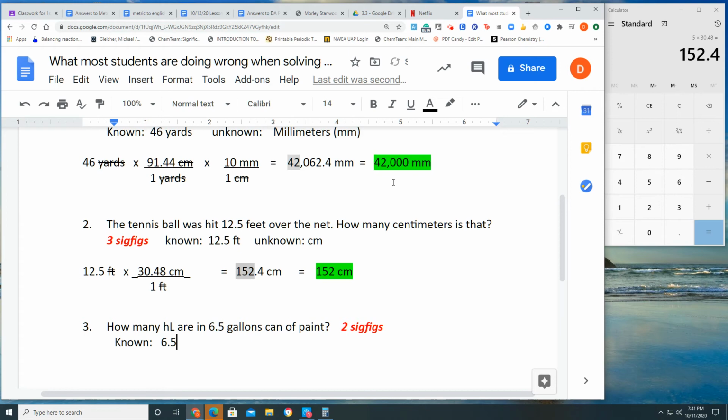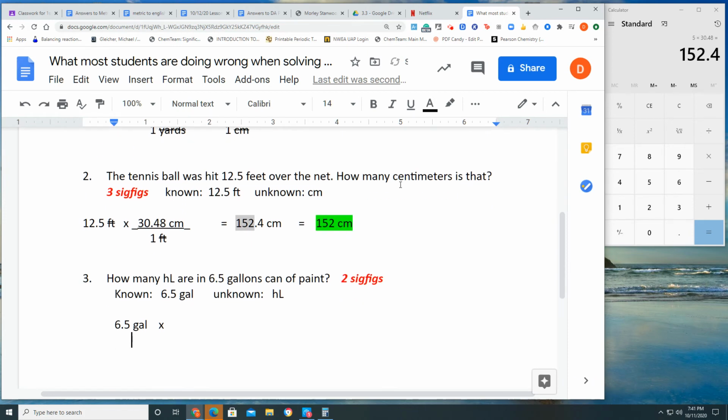These are 6.5 gallons. And our unknown is what we're trying to get to, and that's going to be in hectoliters. Okay. So we're going to start off with what we have. We always start with 6.5 gallons times. And we do our line, but we're just going to move this over. Enter down and get underneath it.